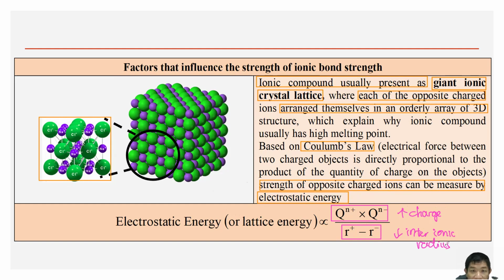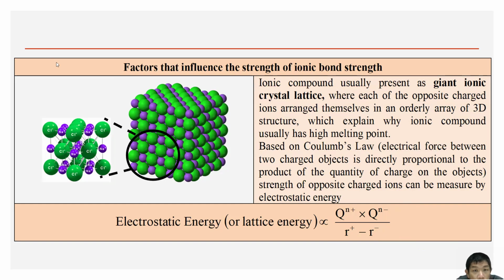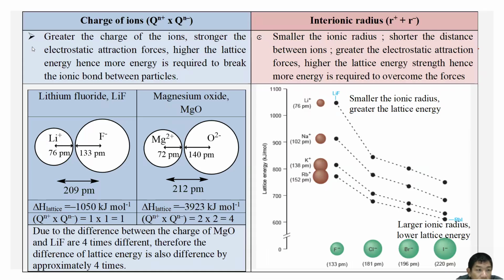So these are the factors that measure the strength of the ionic bonds in general. Of course, there might be other factors that come along afterwards, after we learn more and more about covalent bonding. And here are the three properties of ionic bonds. So let's have a look in detail. How do the charge and inter-ionic radius influence it?